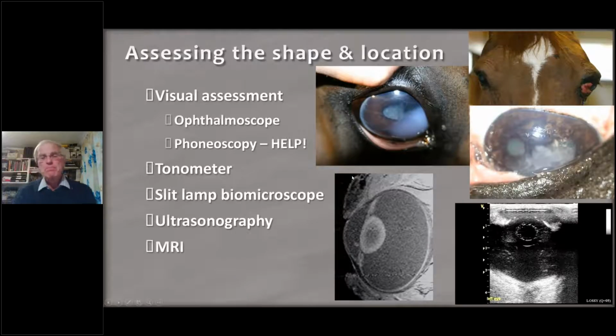So what about the shape? Well, the shape, of course, matters as well. So here you see the shape of this corneal edema. See, it's blue. And you can see that the pectinate ligament, the drainage angle here, is very irregular.